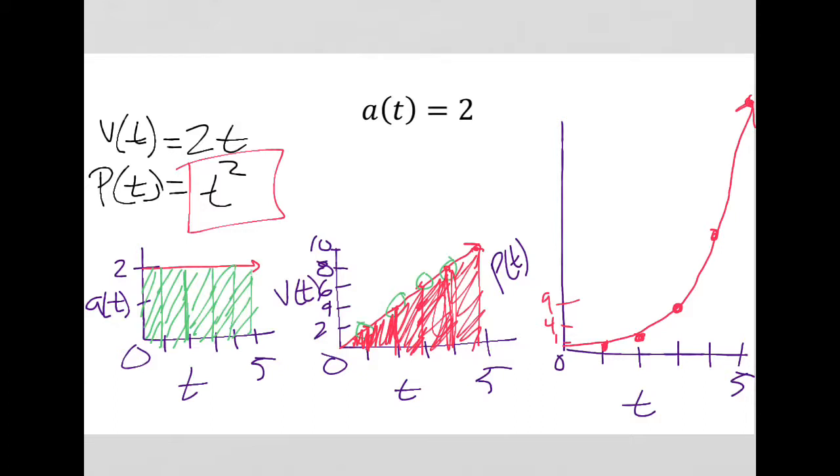If you integrate a constant function, you get a linear function. If you integrate a linear function, you get a quadratic function. Same thing in the other direction. Take the derivative of a quadratic, you get a linear. Take the derivative of a linear, you get a constant.